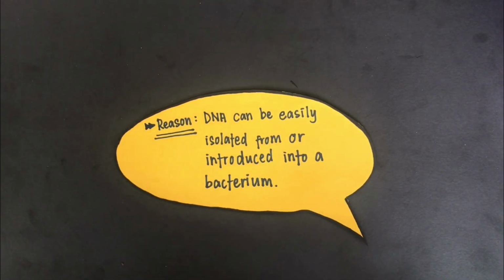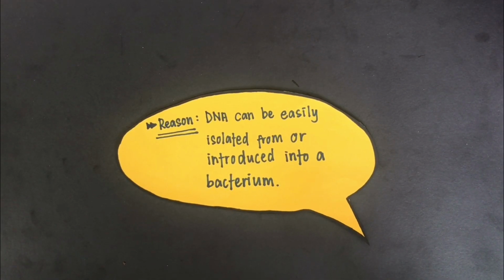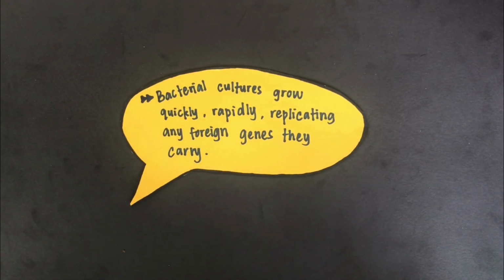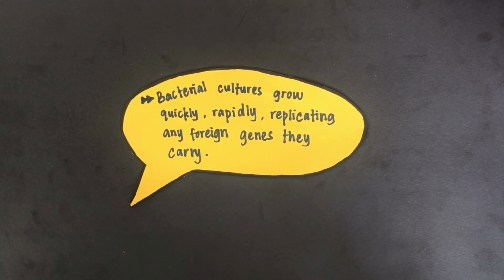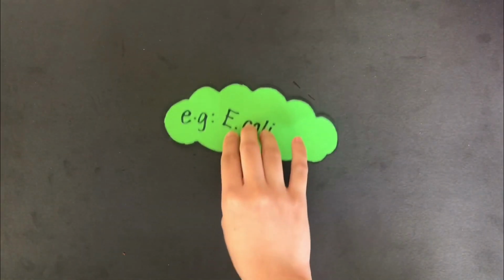Bacteria is the most commonly used as a host cell. Reason: DNA can be easily isolated from or introduced into a bacterium. Bacterial cultures grow quickly, rapidly replicating any foreign genes they carry. Example is E. coli.